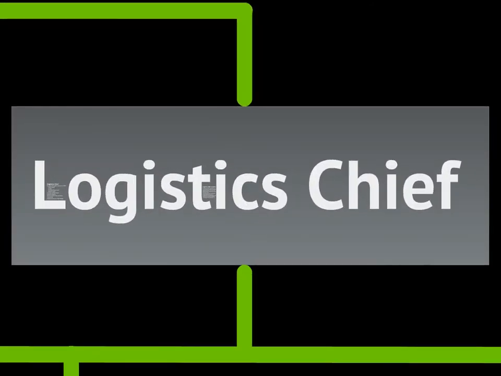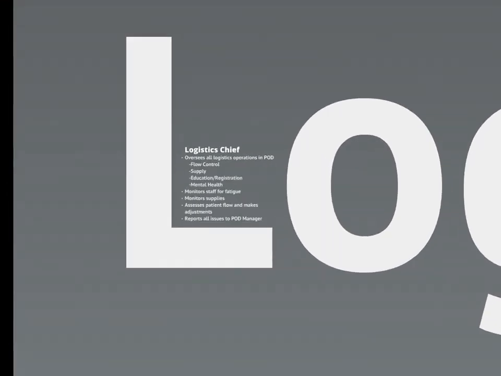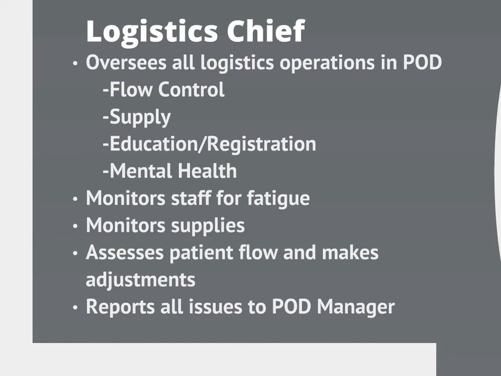Now let's take a look at the logistics chief's roles. The logistics chief oversees all logistical operations in the pod. These include flow control, pod supplies, providing educational material to patients, the registration or form filling out process, and mental health issues. The latter usually relate to stress or anxiety of some pod patients.